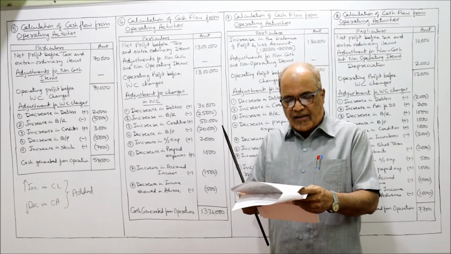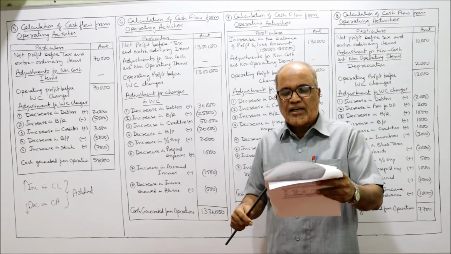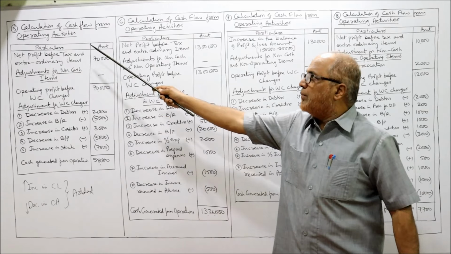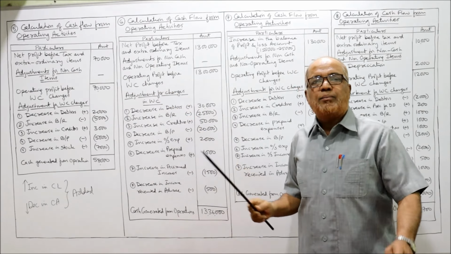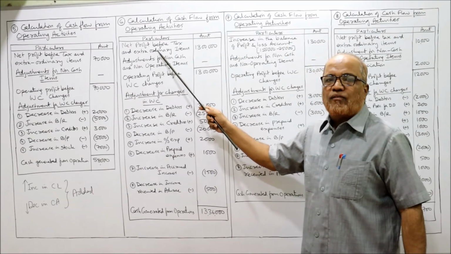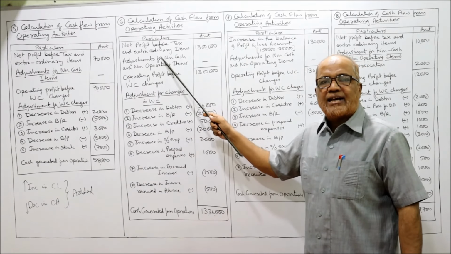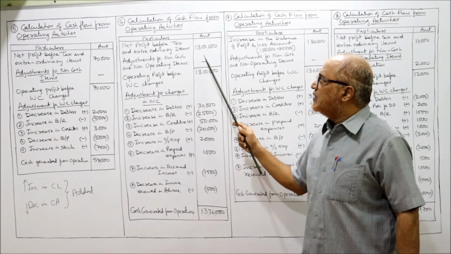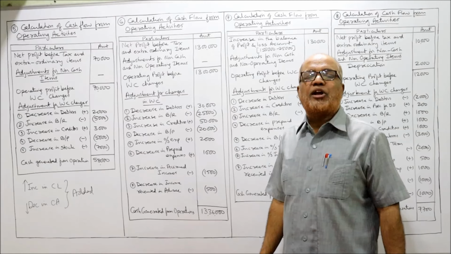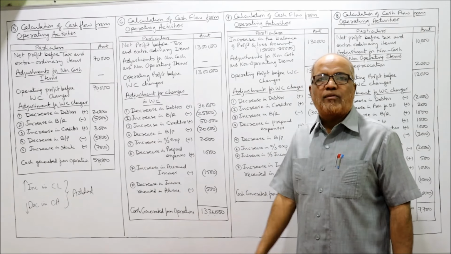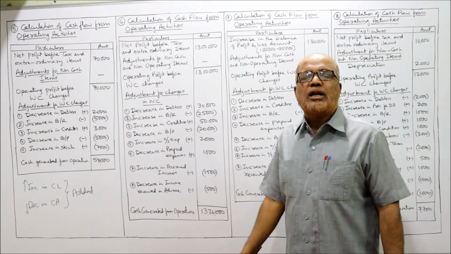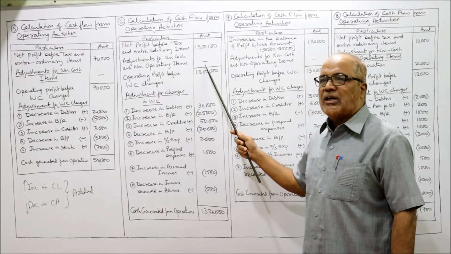Then profit made during the year. Here profit made during the year, current year 1992, is 13 lakh. Just like the previous problem, where profit made was 70,000, now it is given that profit made during the year is 13 lakh. So we take net profit before tax and extraordinary items, 13 lakh. No adjustments are given for non-cash and non-operating items. In the coming problems we'll come across these, and we'll discuss more. So right now we don't have any non-cash or non-operating items, put a dash.